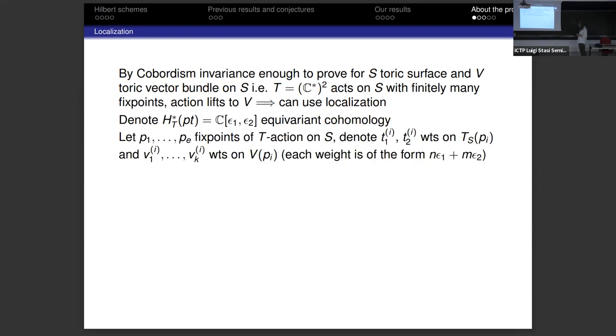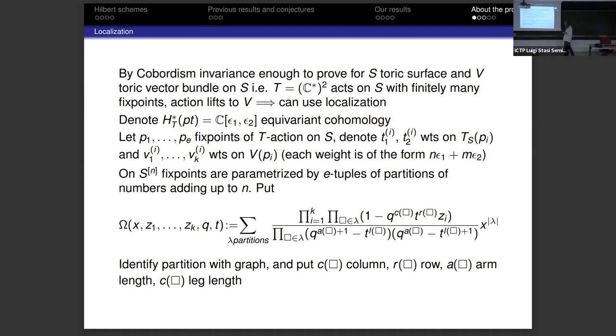So again, we have the equivariant homology. The formula can be written like this. Say we have e fixed points of the T action on S. We take T1i, T2i, the weights, which are polynomials in epsilon 1, epsilon 2 that you get from the eigenvalues of the action on the tangent space at the i-th point. And you have the weights on the fiber of V at the fixed point. Each of these is a linear polynomial in epsilon 1, epsilon 2. So we have these things.